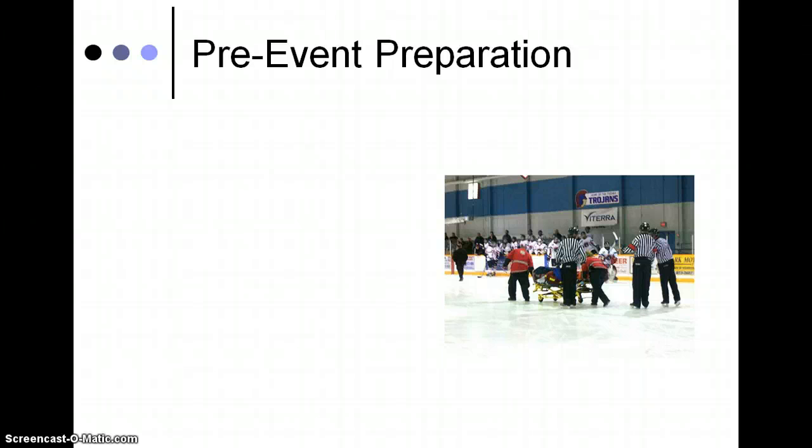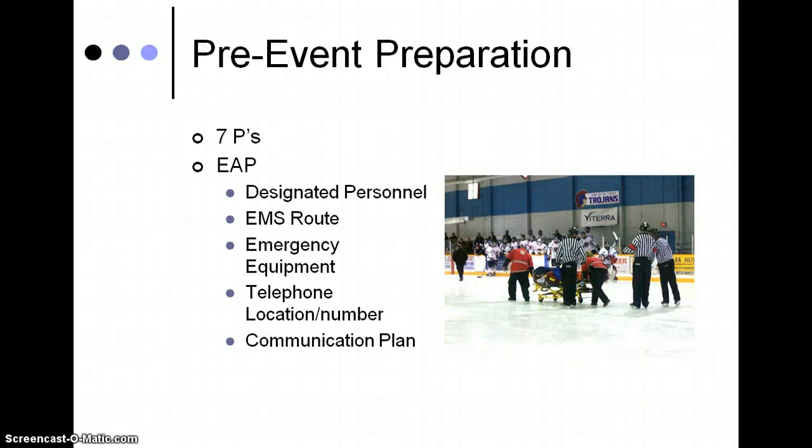First we want to look at pre-event participation. We want to look at the 7 P's. This is the most important part of this preparation. The EAP is the designated personnel, EMS route, emergency equipment, telephone location and number, and communications plan. These are all designated at the beginning of every event for every event facility. The 7 P's is proper planning prevents poor performance.